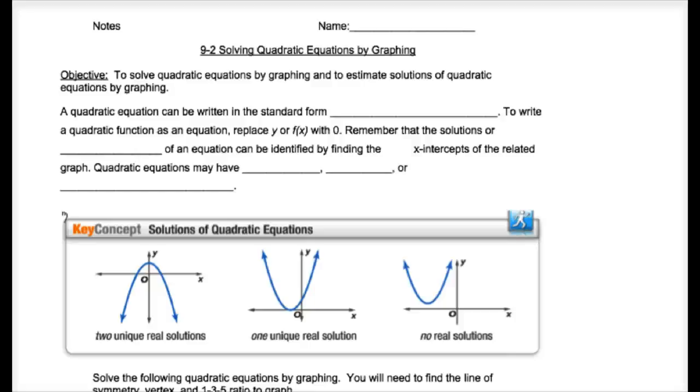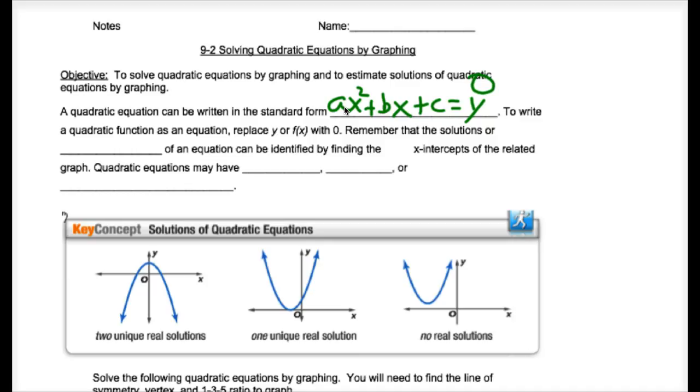Solving quadratic equations by graphing. A quadratic equation can be written in standard form, ax squared plus bx plus c. That's where the y comes in, a quadratic function as an equation. We're going to replace y, or you're going to see that the equations actually don't have y. You're going to try to get them to equal 0. Once we do an example, you'll see what I mean.